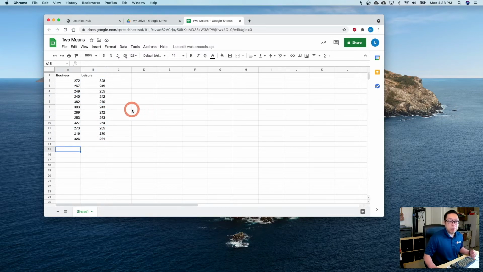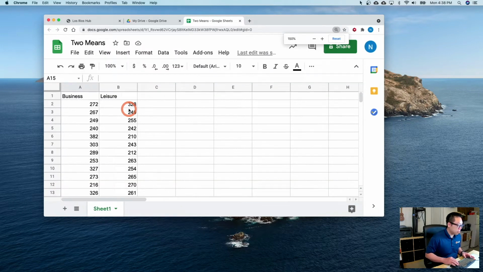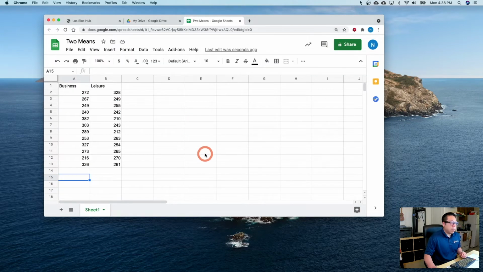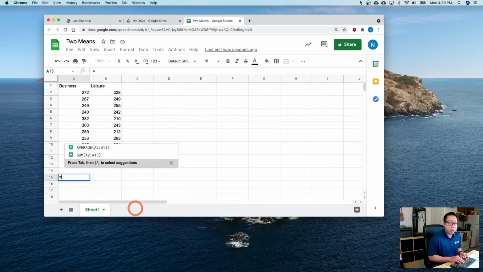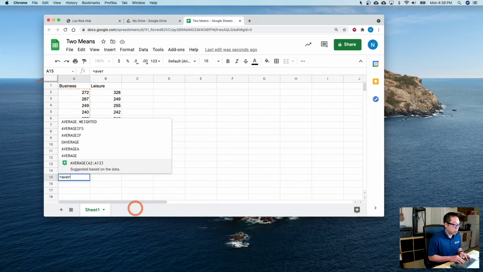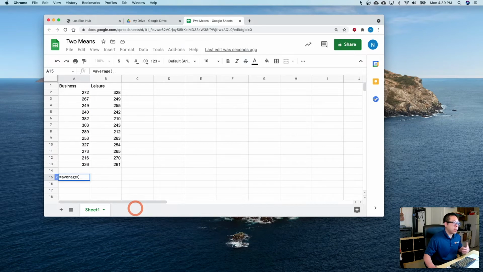Okay, so I have the data entered. Let me actually zoom in here. What I need is to find the mean and the standard deviation for the business and the mean and standard deviation for leisure. In Google Sheets or Excel, to find the mean, the command is equals AVERAGE, A-V-E-R-A-G-E, parentheses, and then highlight the column.